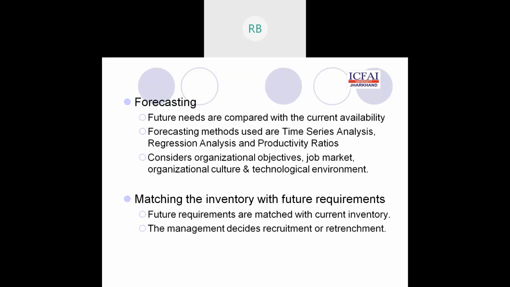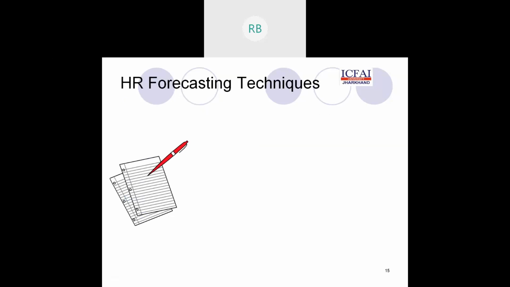Then we come to matching the inventory with the future requirement. After all these three processes, we have to match. For example, if the current inventory exceeds the future requirement, the natural attrition cannot bring down the resource to match the future. At that time we either redeploy or retrench, which has to be taken care of. Either we have to recruit or we have to retrench.